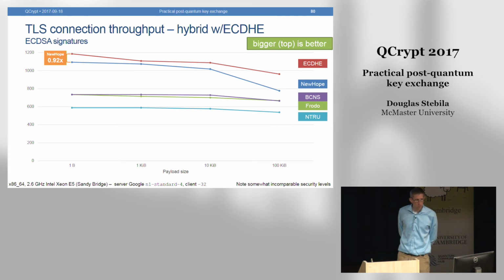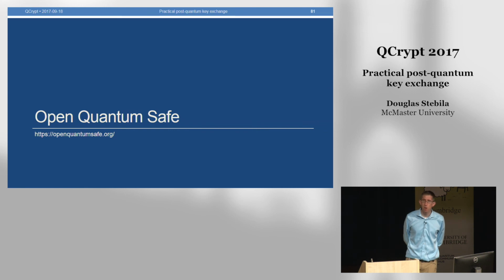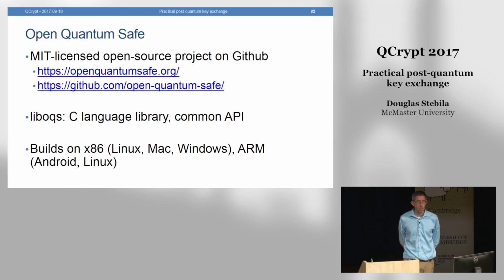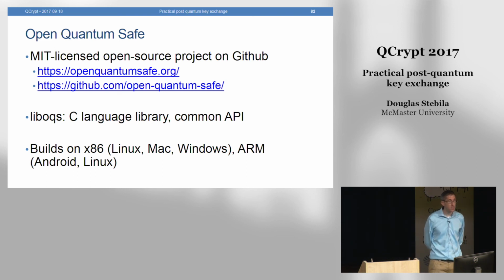Now, the last thing I want to talk about is a project that I'm involved with on creating prototypes of post-quantum crypto that we call Open Quantum Safe. This is a joint project with Michele Mosca at Waterloo and a few others. So this is an open-sourced library. You can download it on GitHub, where we've collected together a variety of post-quantum algorithms in C. And we structured them with a common API.